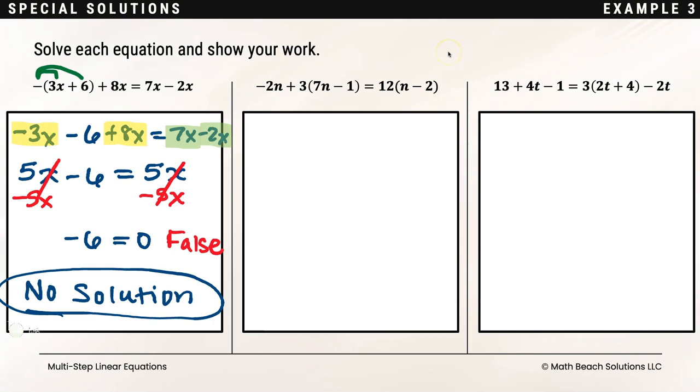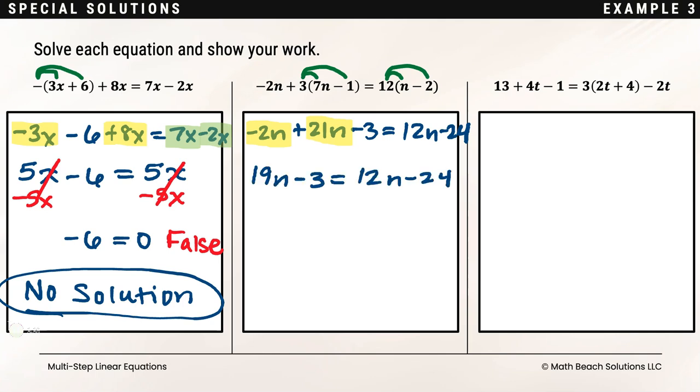Let's take a look at the second equation. We'll start by distributing, which results in negative 2n plus 21n minus 3 equals 12n minus 24. Then we'll check to see if we need to combine like terms, which we do, but only on the left-hand side. The negative 2n plus 21n sum to 19n.